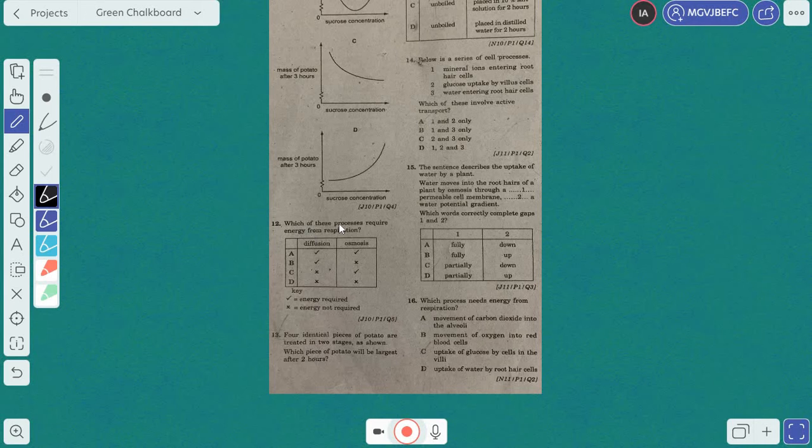Which of these processes require energy from respiration? It's none. Neither diffusion nor osmosis. Only active transport requires energy from respiration. So it's D. Right? It's better to read the key as well.